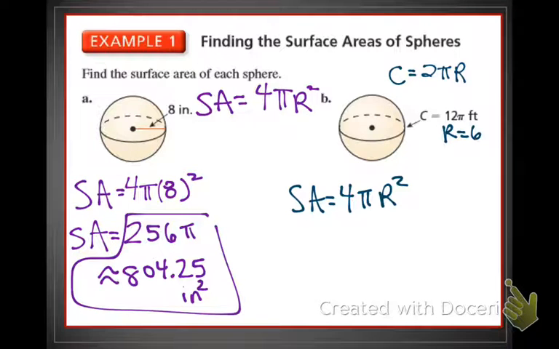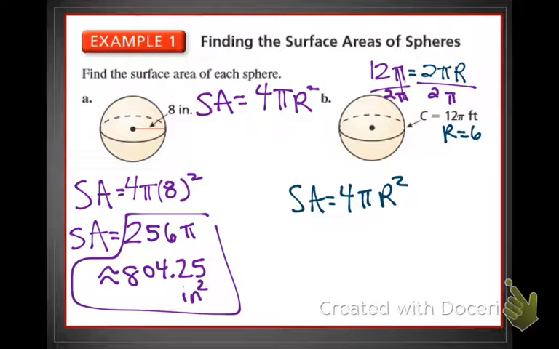Here's the other option. You know the circumference is 12 pi, so you can plug it in and then solve for the radius. You would divide by 2 pi, and you would still get 6. Same thing. Either way, our radius is 6.